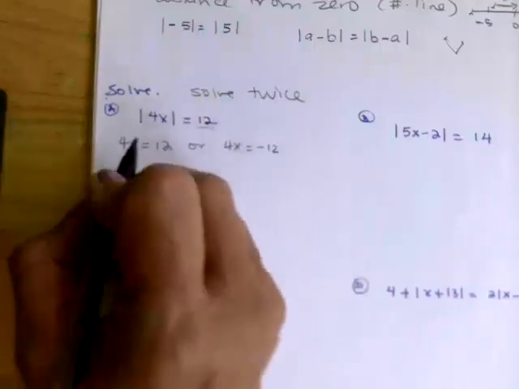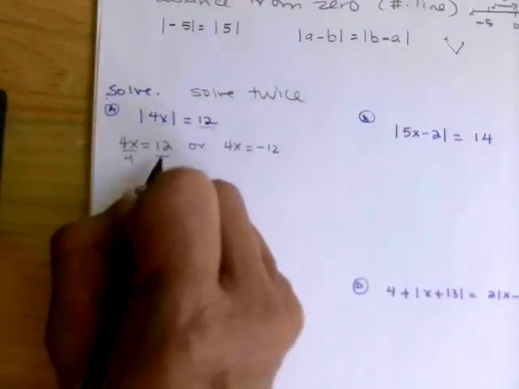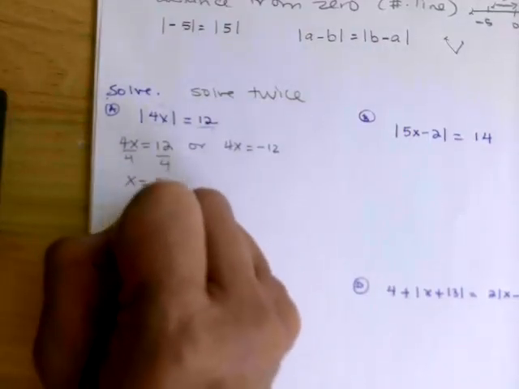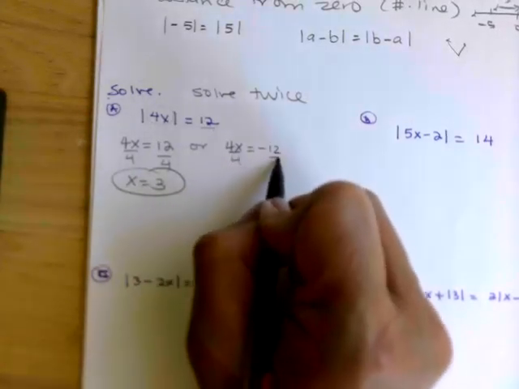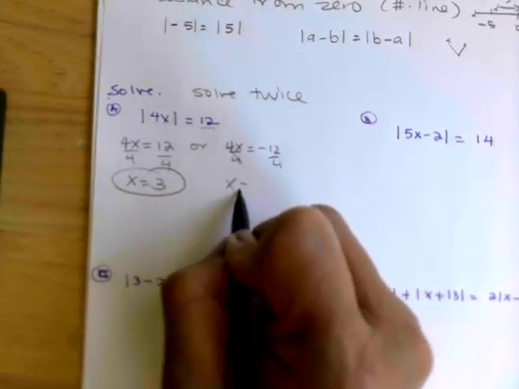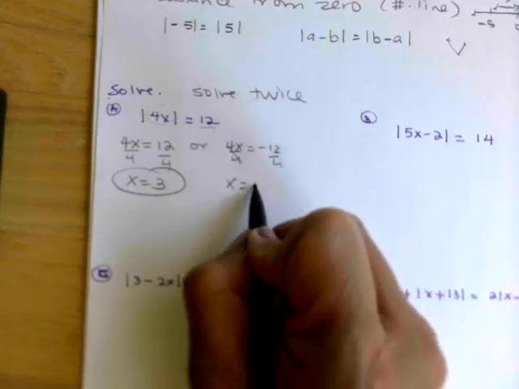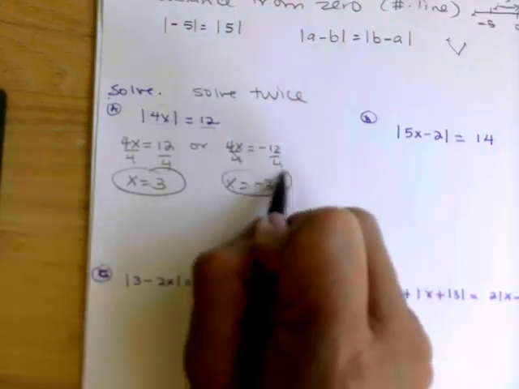So if 4x is 12, divide both sides by 4, and this is true if x is 3. Or if 4x is -12, again divide by the 4. Now I have -12 divided by 4, so x is -3.